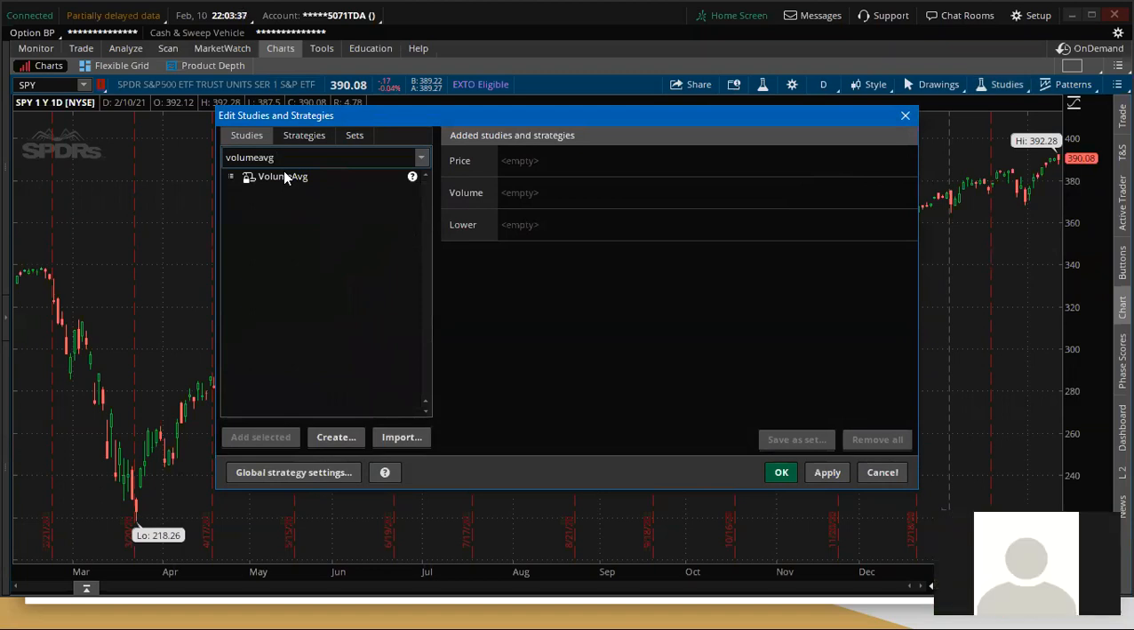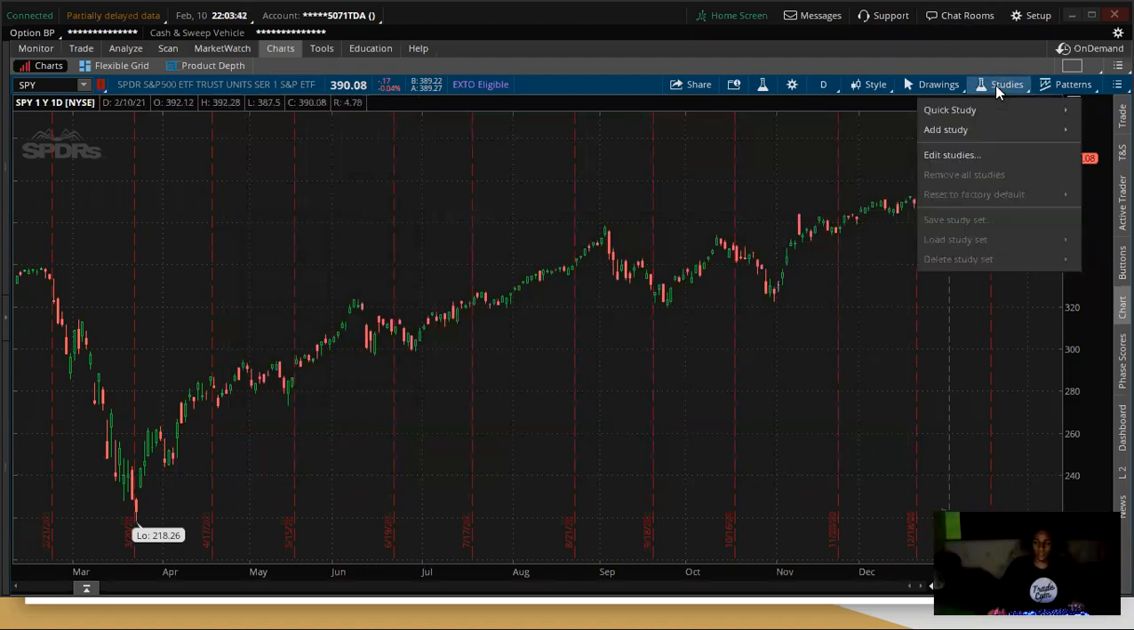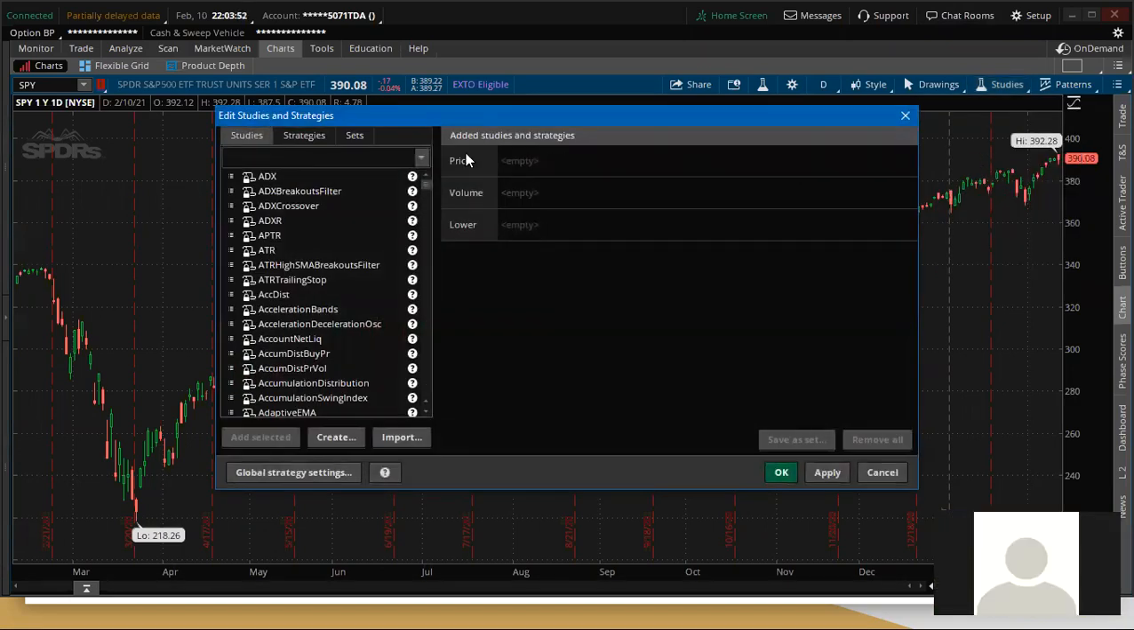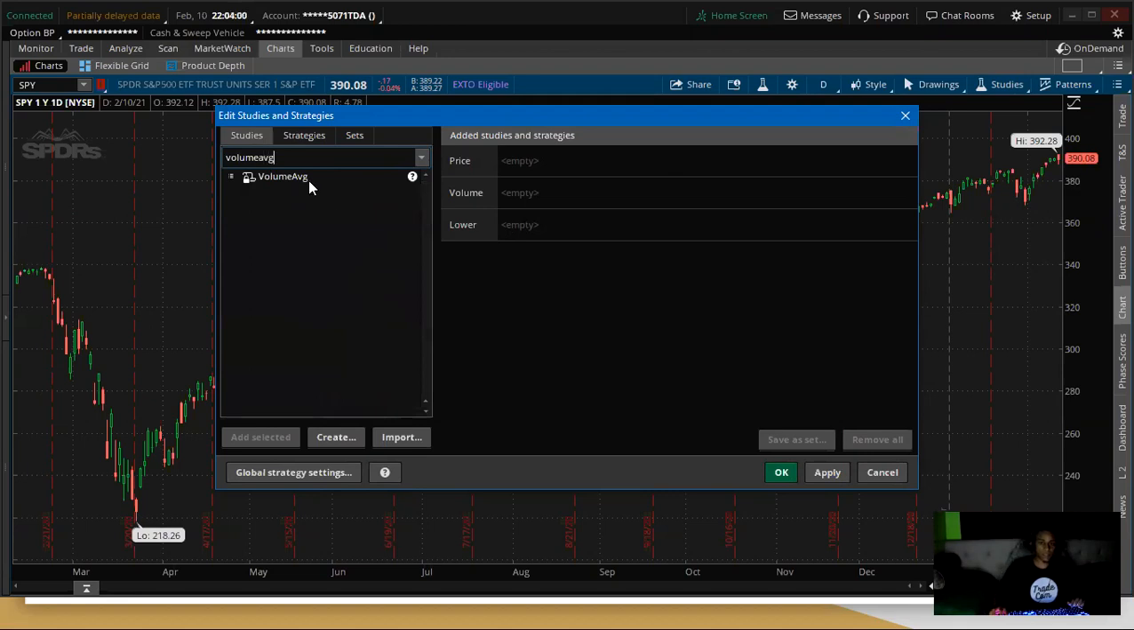How do you get to edit studies? All right, you're going to click Studies over here on the top right. You're going to get a little drop down menu, and you have Edit Studies here now. All right, you're going to click on Edit Studies, and you're going to type in volume average in this menu over here on the left. All right, so volume AVG. Once you see it here, you're going to double click it. All right, everybody's at this point.